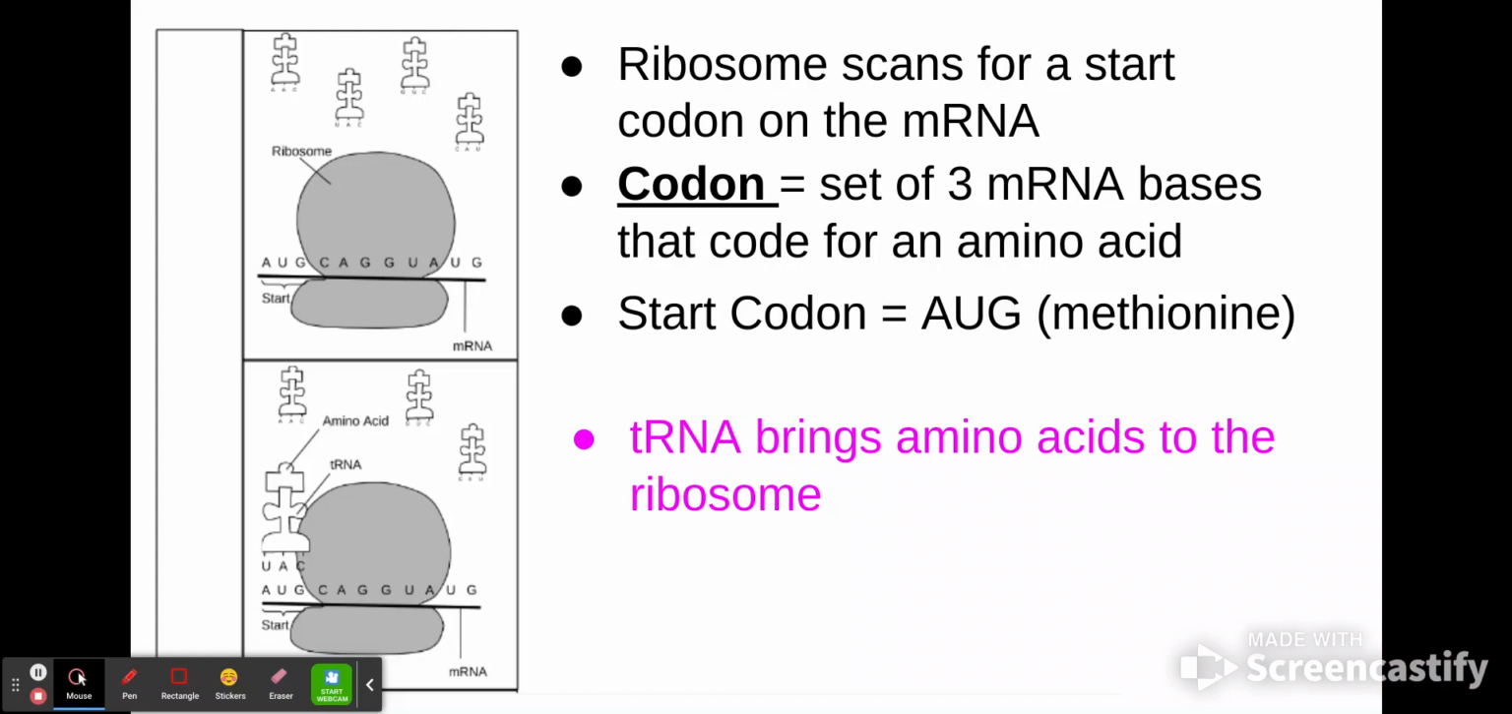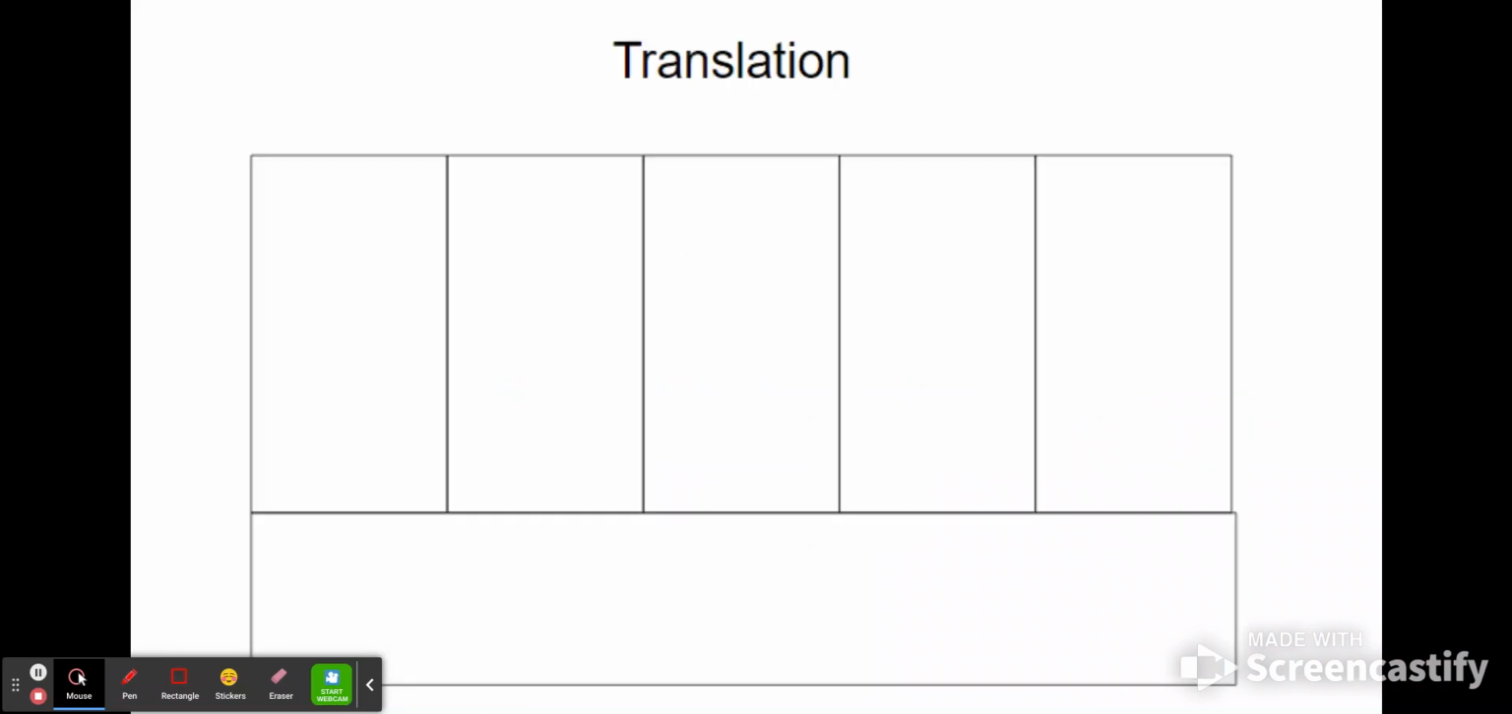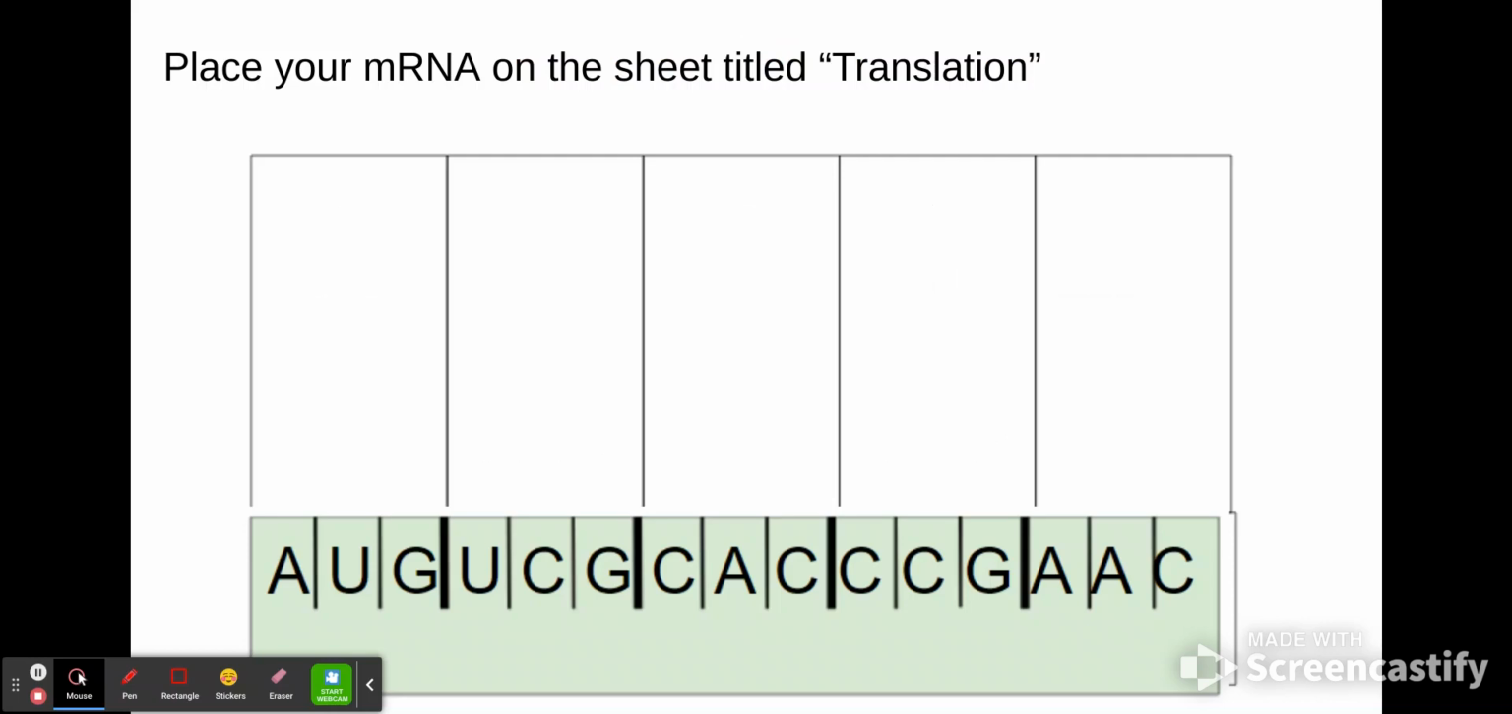So how does the tRNA know the code though? How does it know which amino acid to bring and where to go? What I would like you to do, we're going to do an activity where you head to your lab table, okay? At your lab table, you have your messenger RNA that you did previously. We're going to put your messenger RNA in this piece of paper here, and I want you to see if you can figure out where the tRNAs go.